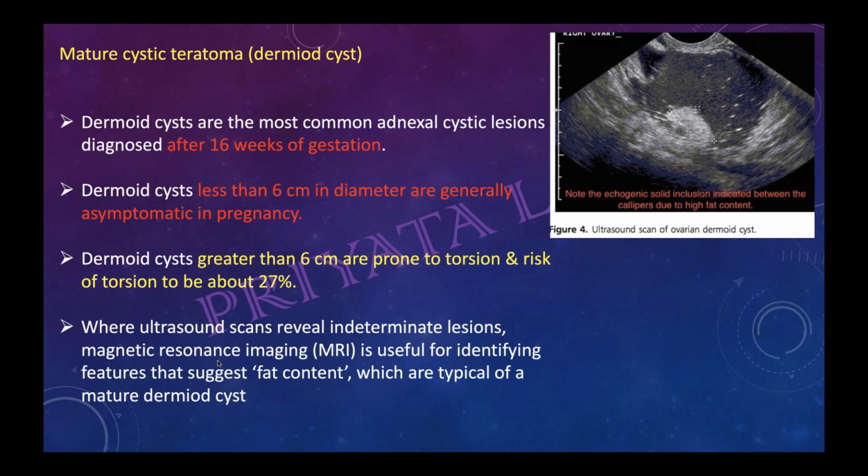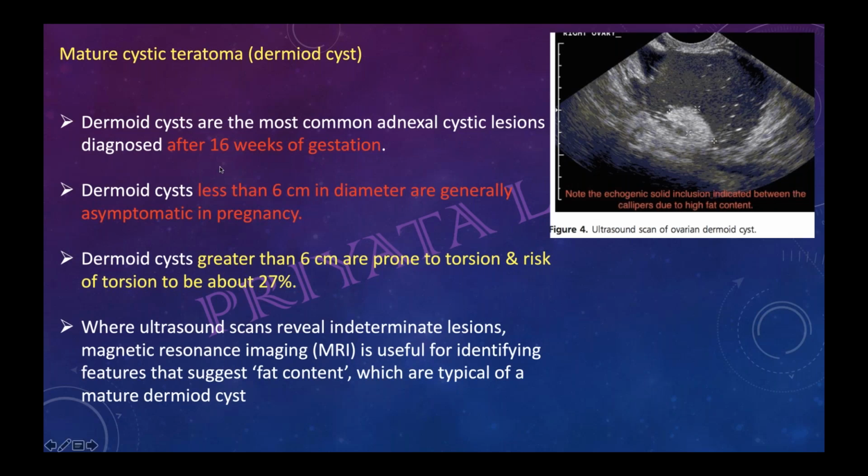Now the simple cysts are done. Come to complex cyst. What could be the complex cyst in pregnancy? Again, it is the same. Most common is mature cystic teratoma or dermoid cyst. Same as we saw in the adolescent also. Usually it is the most common adnexal cystic mass in pregnancy after 16 weeks, because before 16 weeks it was follicular cyst.